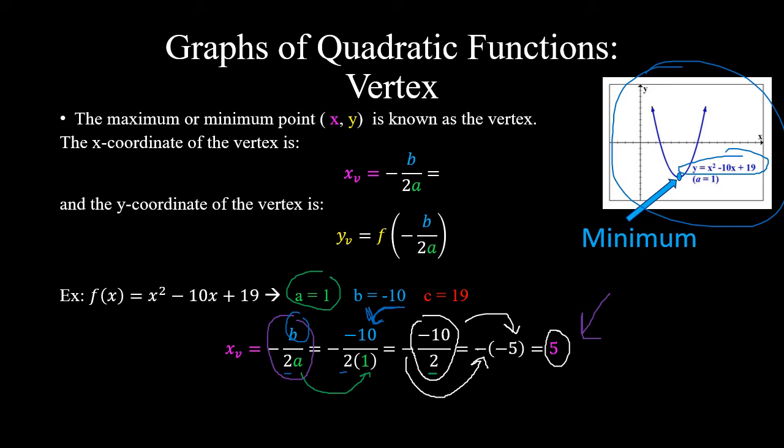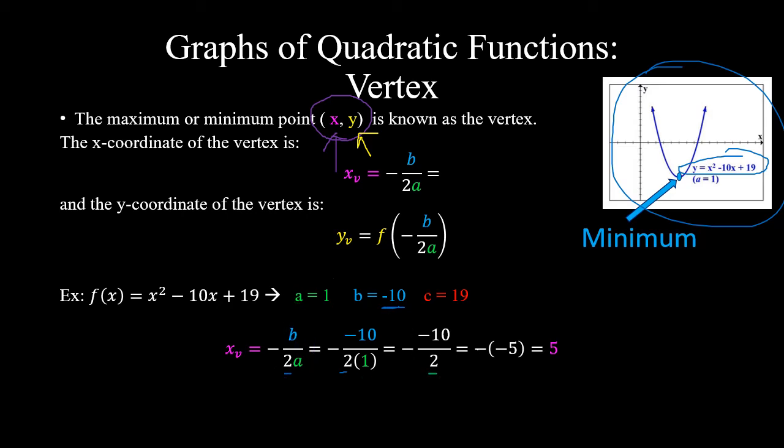I'm not done, though, because remember, the vertex is a point, which means I need an x-coordinate and a y-coordinate. I've found my x-coordinate, it's 5. I now need to find my y-coordinate. And just like we did in the last 2 chapters, whenever we had an x and we were looking for a y, we simply plugged that x value into the function. So what do I mean by that?